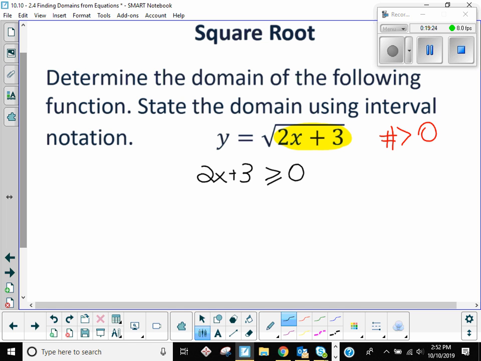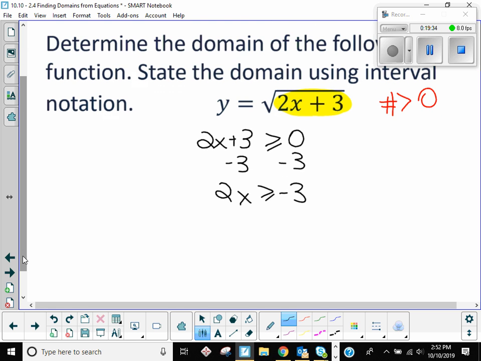And so then if I actually solve this inequality for x, I subtract 3 from both sides: 2x is greater than or equal to -3. Divide by 2: x is greater than or equal to -3 halves. That is a representation of all the x's that will work under that radical.